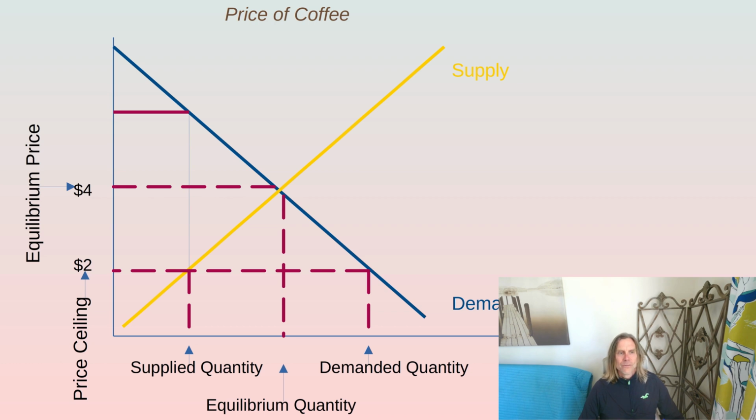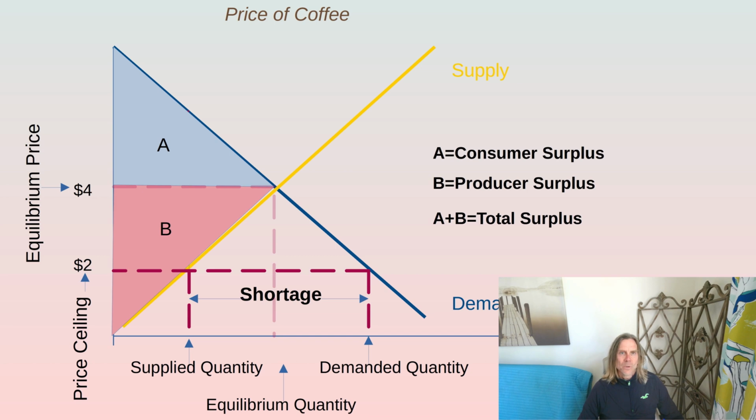So you can see on the graph, the downward sloping blue demand curve intersects $2 at a point way to the right of the equilibrium point. And similarly, the yellow supply curve intersects at a supplied quantity way to the left of the equilibrium point. So that means producers, if I'm a producer of coffee and my cost is $3, for the most part, many producers will drop out of the game.